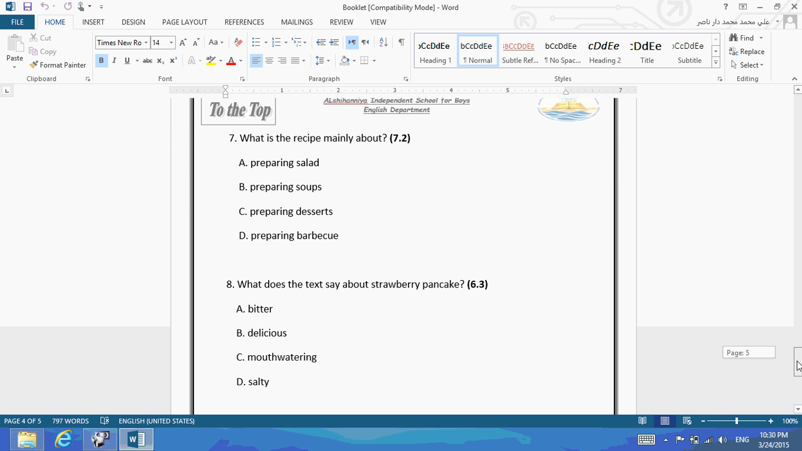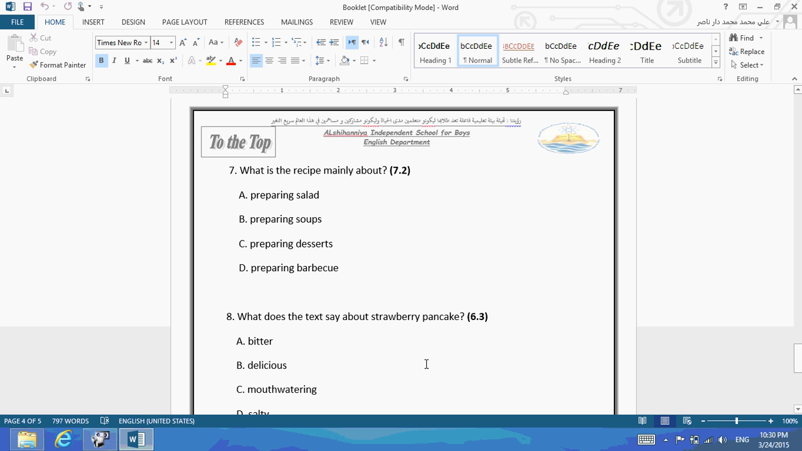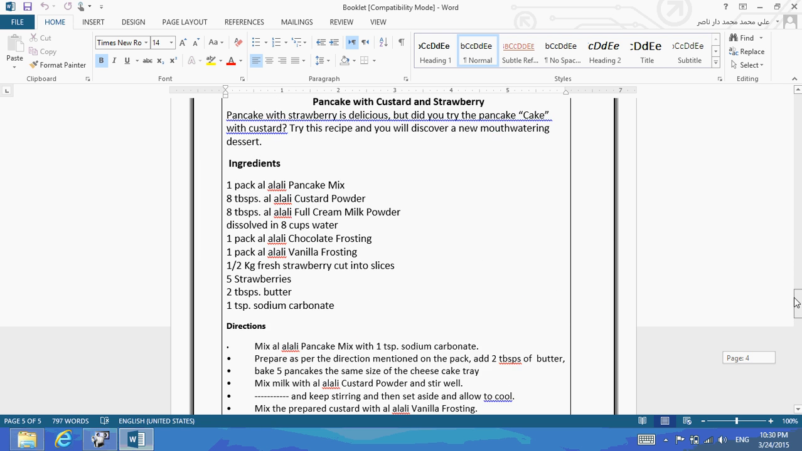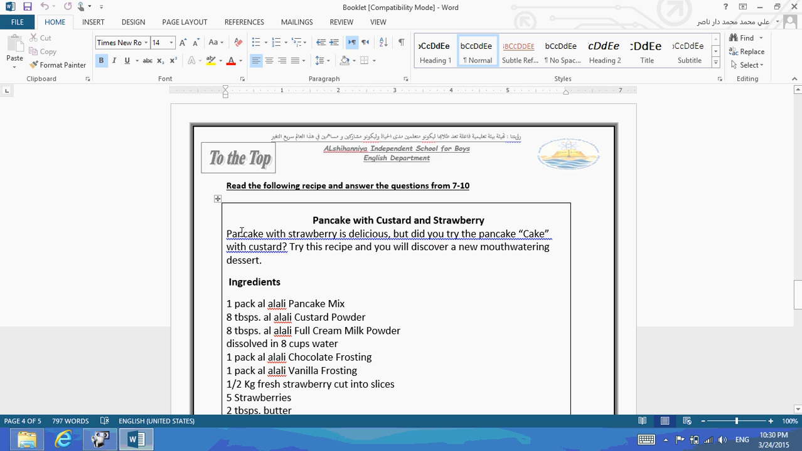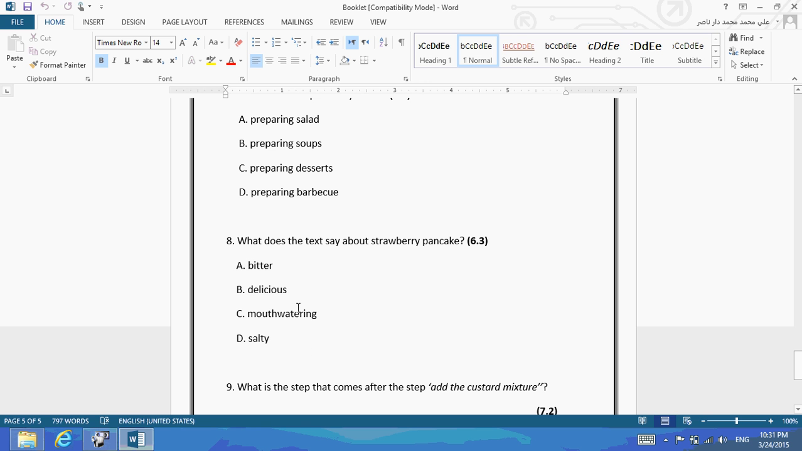What does the text say about a strawberry pancake? Bitter, delicious, mouth-watering, salty. The head word is strawberry pancake. Pancake with strawberry is delicious. So the answer is B.